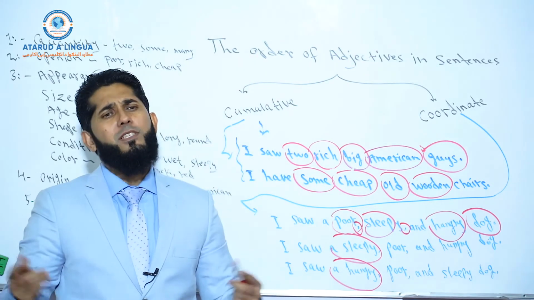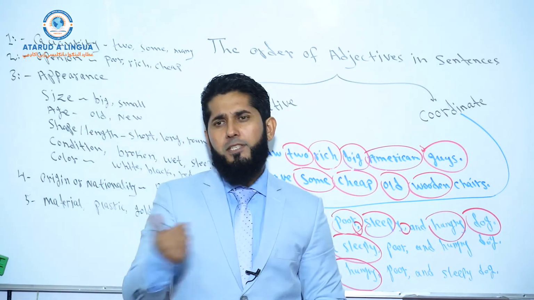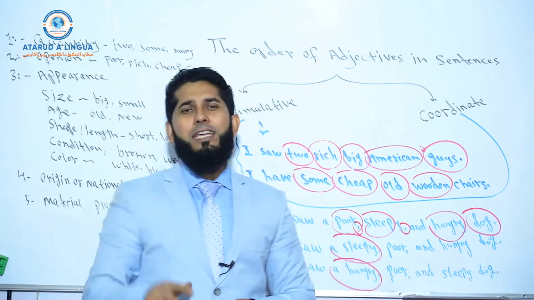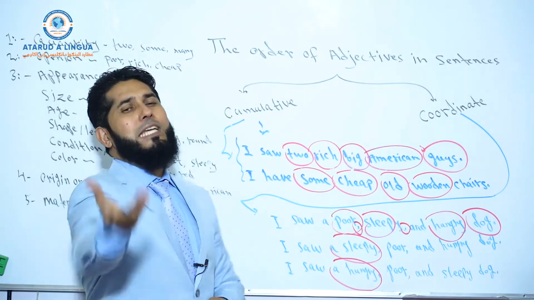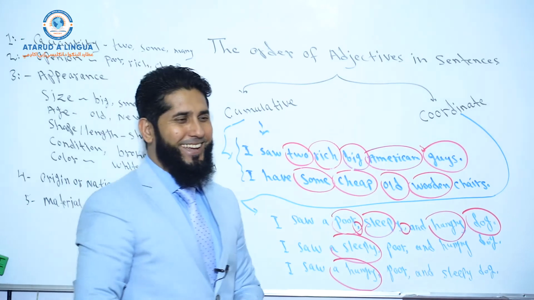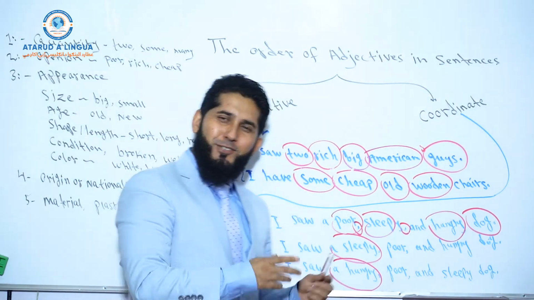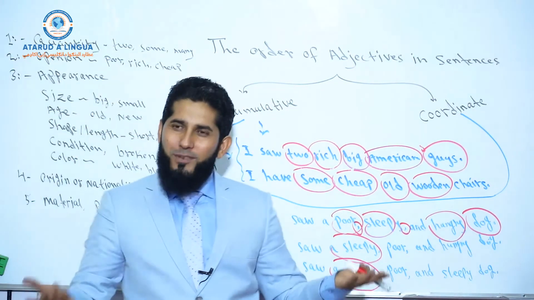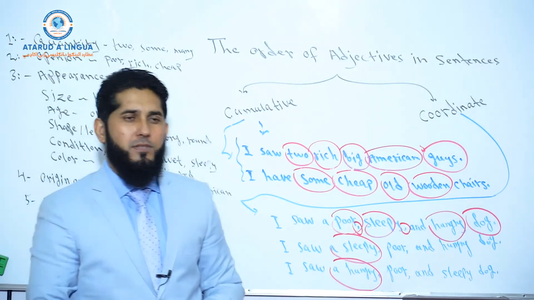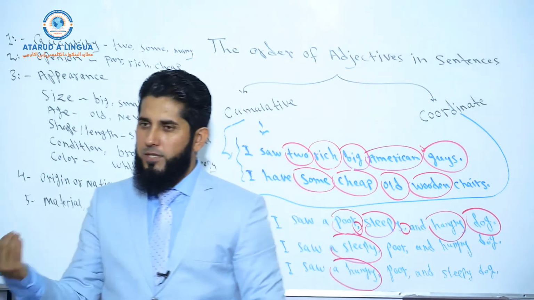I hope now it's a piece of cake after this explanation. And if you cannot eat it, I can't force you to eat it. Okay? Now it should be a piece of cake. You should know the difference between cumulative adjectives and coordinate adjectives after this explanation.